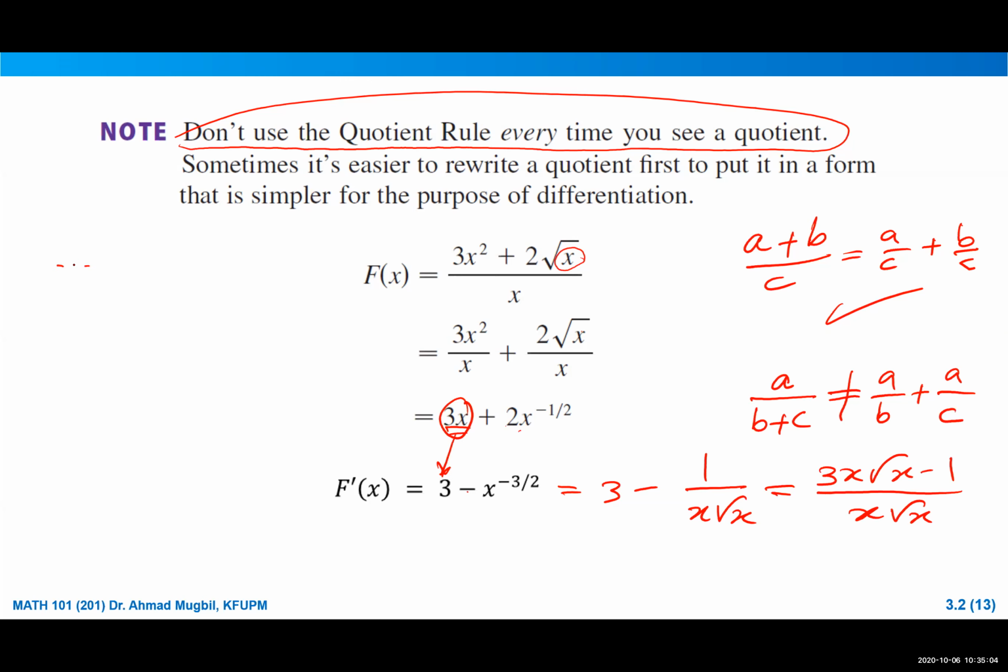Now, if it was like this, guys, if this function was like this, x over 3x squared plus 2 square root of x, in this case, you have no choice. You have to apply the quotient rule. There is no other option. Do you agree with me?